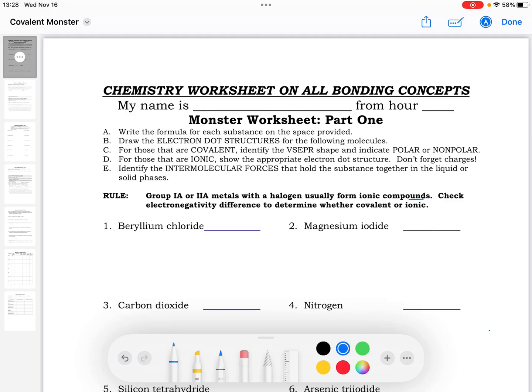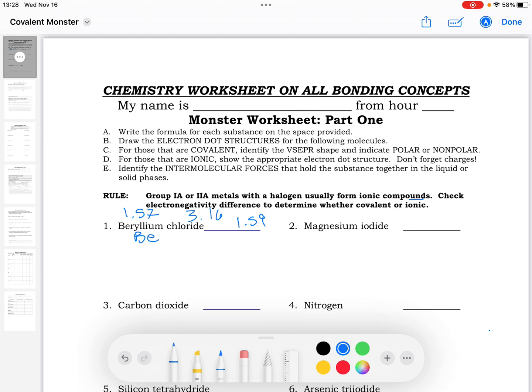We are going to consider beryllium chloride, and we're going to look up the electronegativities for beryllium, which is 1.57, and chlorine, which is 3.16. I did these a long time ago, so I don't know if your table is the same. 3.16 minus 1.57 is 1.59.